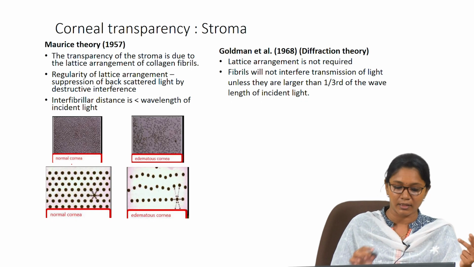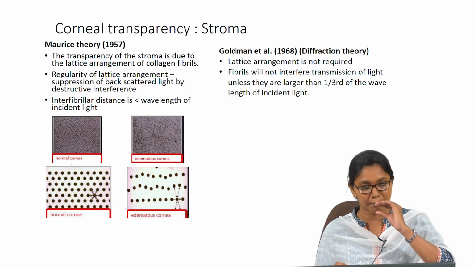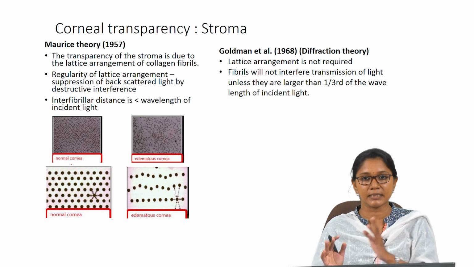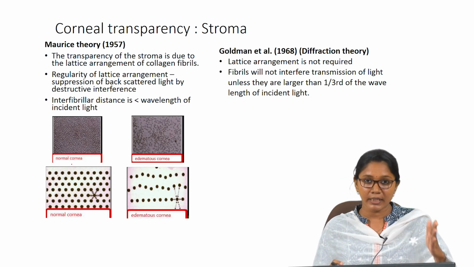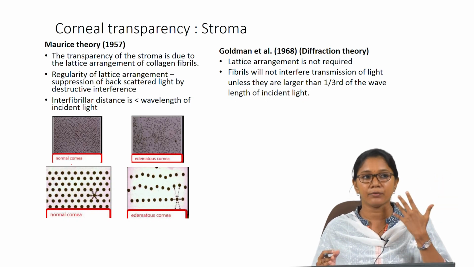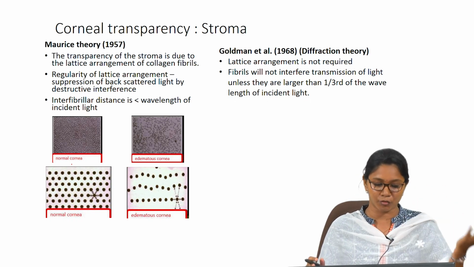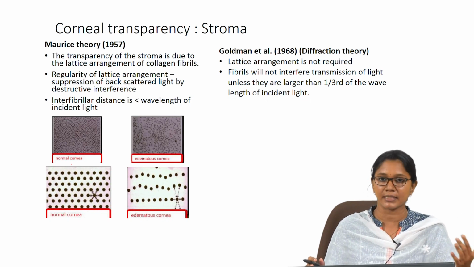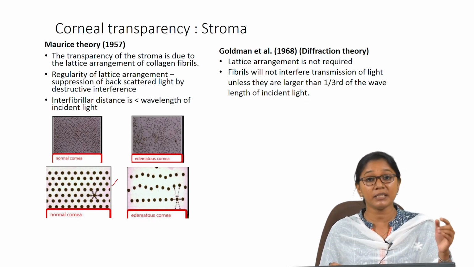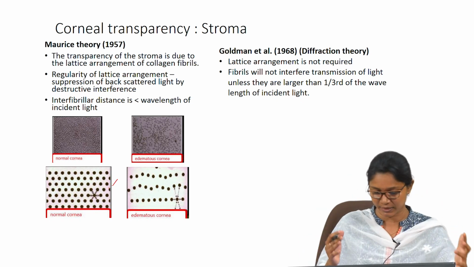There is one more reason, that is the interfibular distance. The interfibular distance, as I have said, is completely regular. The bundles are around 25 to 35 nanometers and the fibrillar distance is around 67 nanometers. These numbers are less than the wavelength of the incident light, the light that we see, which is around 400 to 700 nanometers. Whenever the spacing is less than the wavelength of the light, there is no interference. So, two factors are responsible. One is the arrangement, and the arrangement has a specific pattern of packing which is responsible for the transparency.